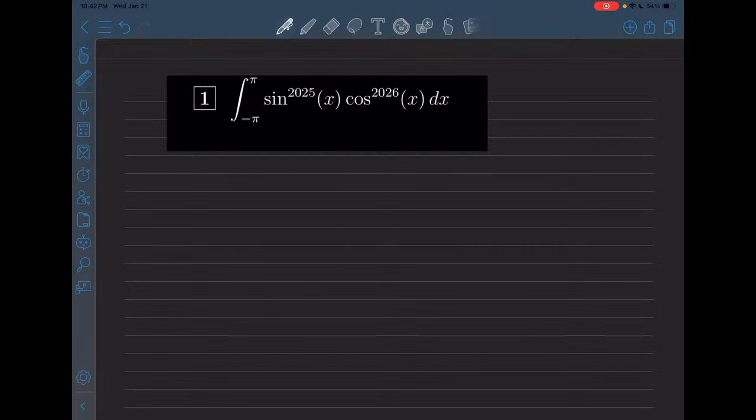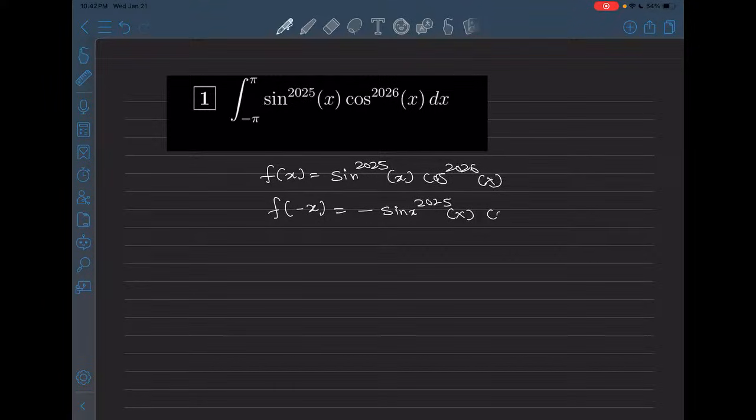The reason is, notice that if I have f of x equals sine to the power 2025x cos to the power 2026x, because there was the same limit, we know the integral will be 0, right? And to explain that in a different way, if I find f of minus x, this is just minus, exactly, odd function, right? Not even, odd function, right?